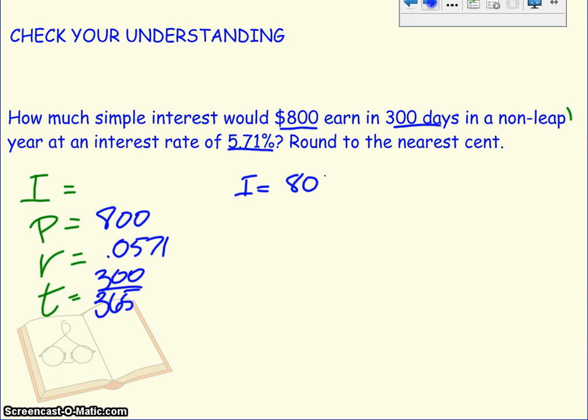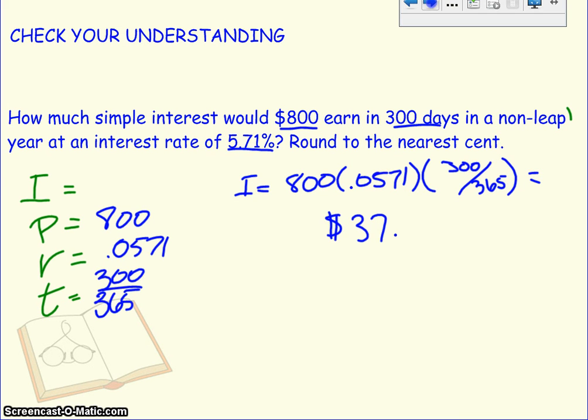So again, I'm going to go ahead and plug it in. Interest equals 800 times 0.0571 times 300 divided by 365. And I'll need to make sure I put that in parentheses when I'm plugging it into the calculator. Otherwise, PEMDAS will do its thing and it will not do it in the order in which this is intended. And we find here that the simple interest earned was $37.55.